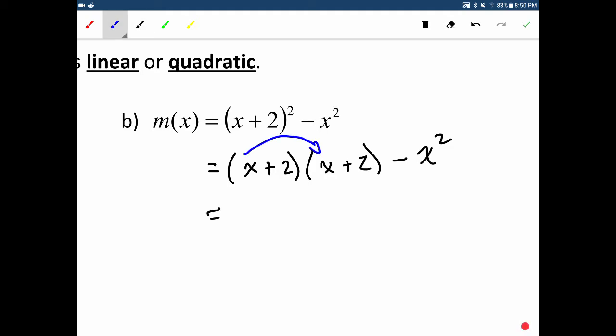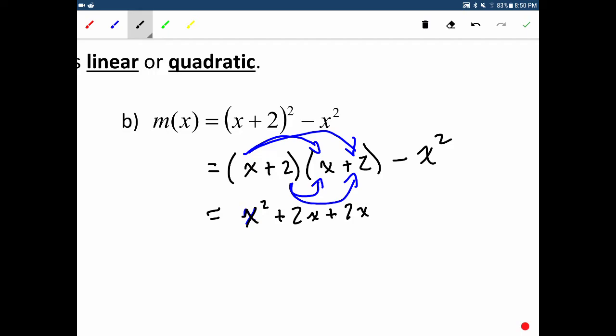Hopefully we remember FOIL. That was where we said x times x, x times 2, 2 times x, and 2 times 2. So we get x times x is x squared. X times 2 is 2x. 2 times x is 2x. And 2 times 2 is 4.